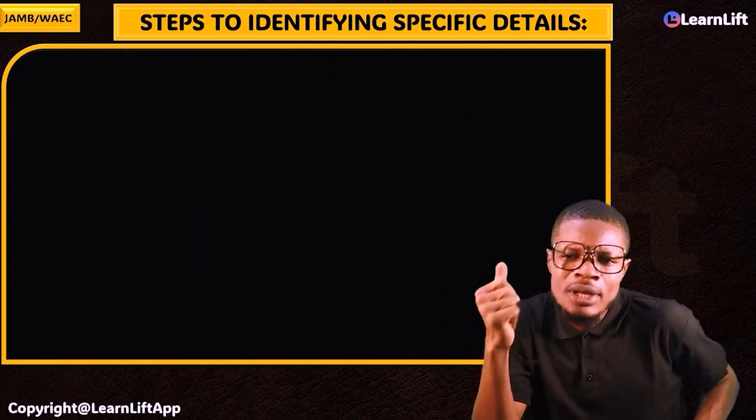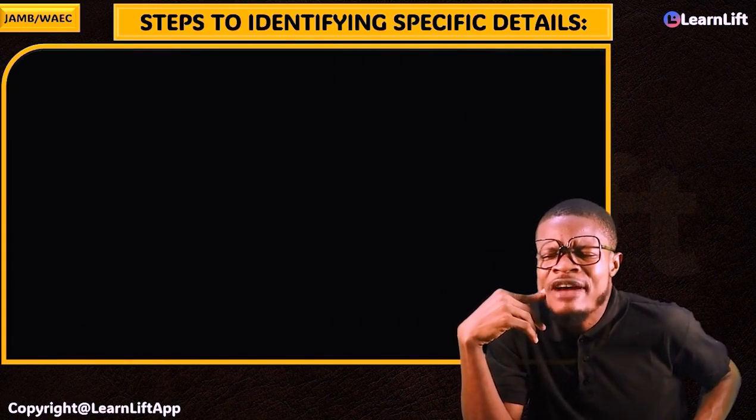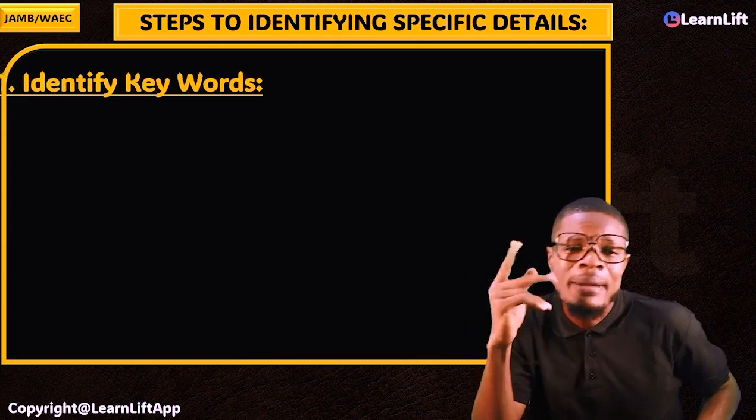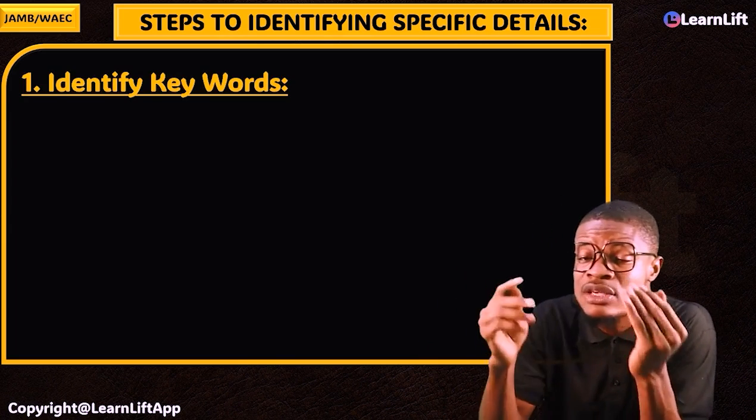Now let's rock some important steps to identifying specific details in a passage. Very simple. What are these steps? I'm going to give you 5 powerful steps that you use to identify specific details. Number 1 is called identify keywords.